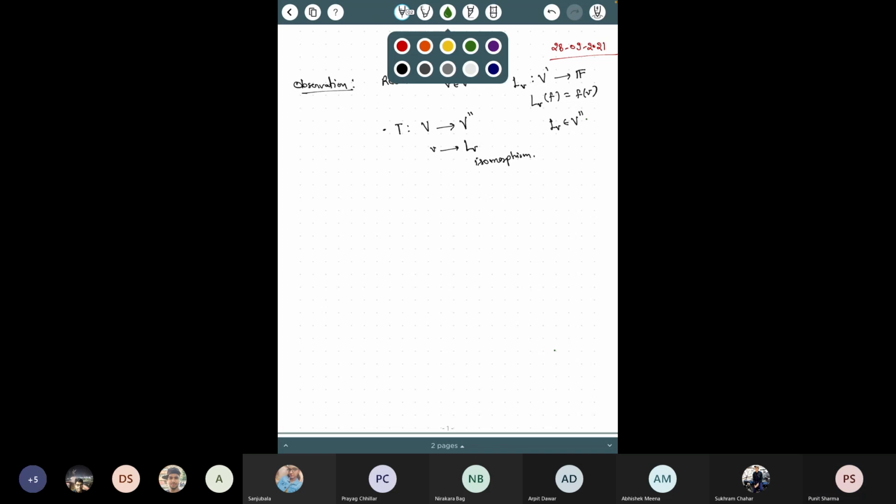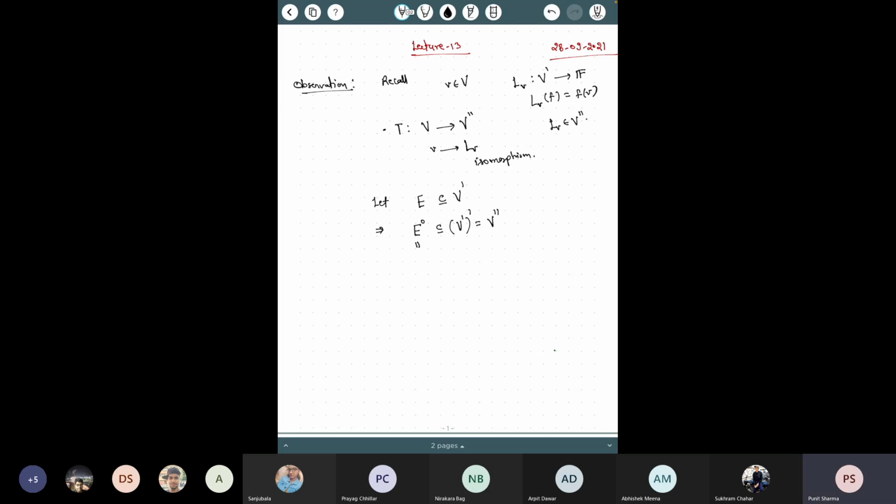So let's talk about the double annihilator. How do we define it? Let us first analyze this. If I start with a subset E in V dash, since V dash is also a vector space, I can talk about its annihilator. What would it be? The annihilator would be a subset of its dual, which I can write as V double dual, right? But by definition, what is this E annihilator?